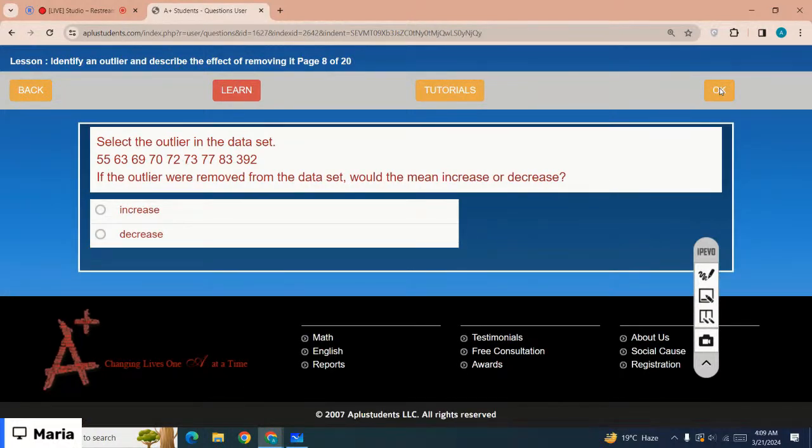Select the outlier in the dataset. If the outlier were removed from the dataset, would the mean increase or decrease? So, which is the correct option? The outlier is a bigger number, 392, right? So when you remove 392, obviously the mean is decreased, right?